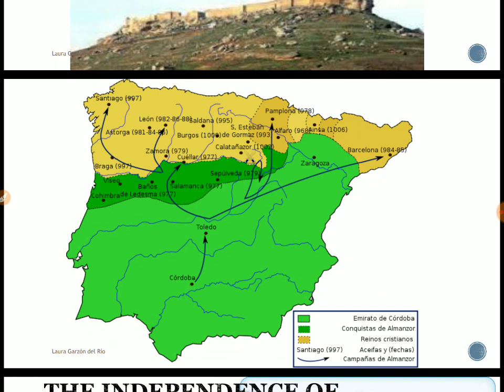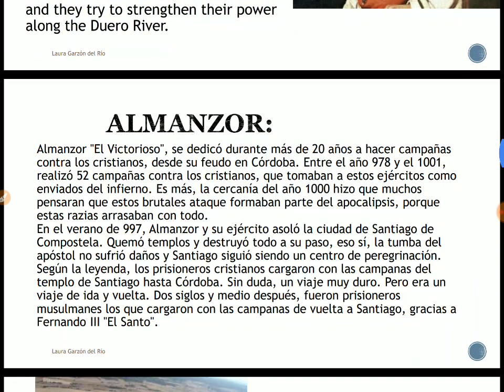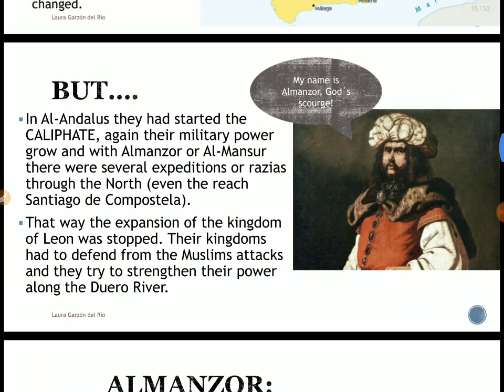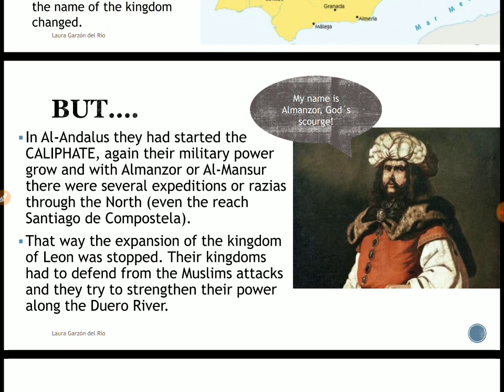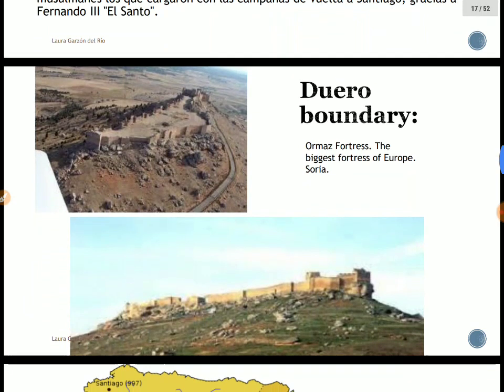To threaten, to avoid the Christians moving south. But the problem was that Almanzor, you have here a little legend about him, died, and at the end, as you may remember, we started the first Taifa kingdoms. So again, all this power that the caliphate tried to establish under Almanzor was divided. So the Christian kingdoms again will take advantage of that. This is a big fortress that existed on the Duero boundary.